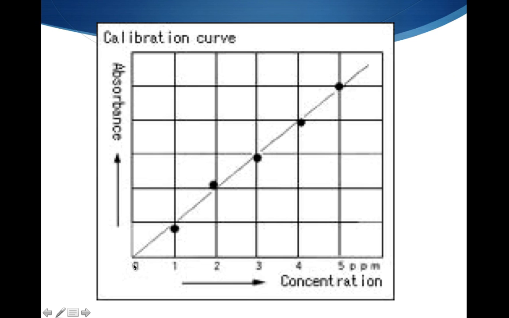These would be the concentrations of our standards plotted against their absorbance. And again, if this is the absorbance of our sample, we read off our graph, read down, and find here, for instance, a concentration of around about 3.5 parts per million.